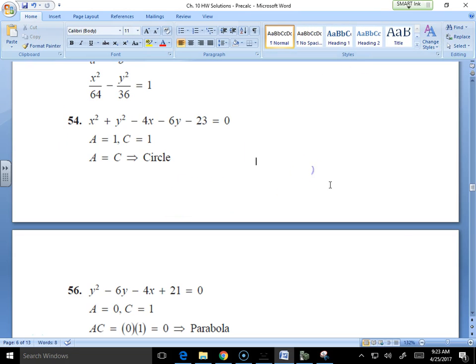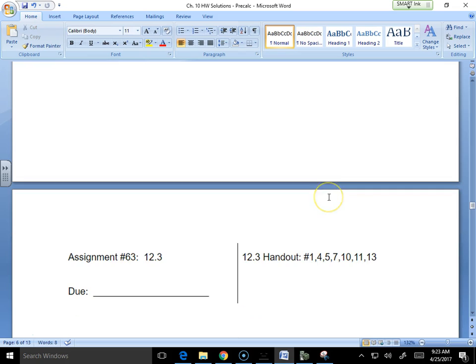But if we wanted to graph, of course, we would complete the square because it makes everything easier. 12.3 we're not done with yet, so let's go ahead and get rid of that. Tomorrow we do have a work day, so if you guys have any hyperbola questions, just bring it tomorrow. We can look at them.